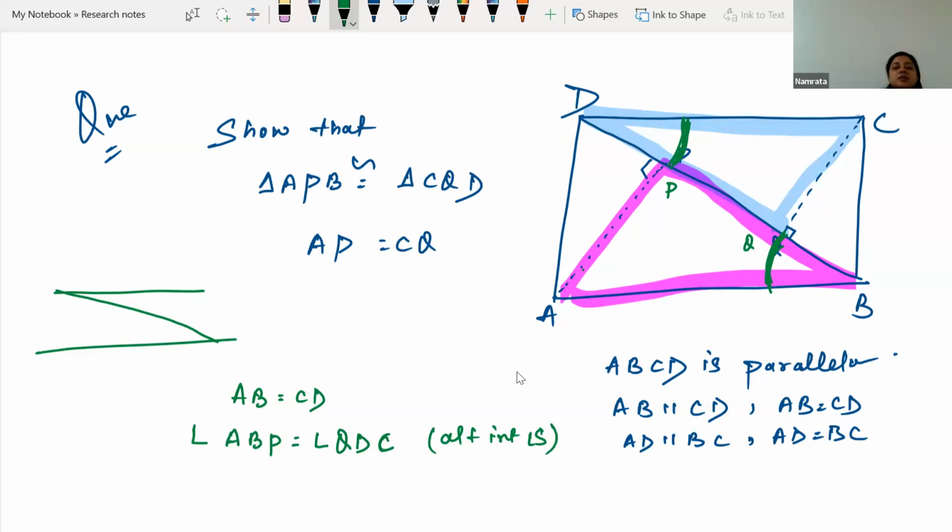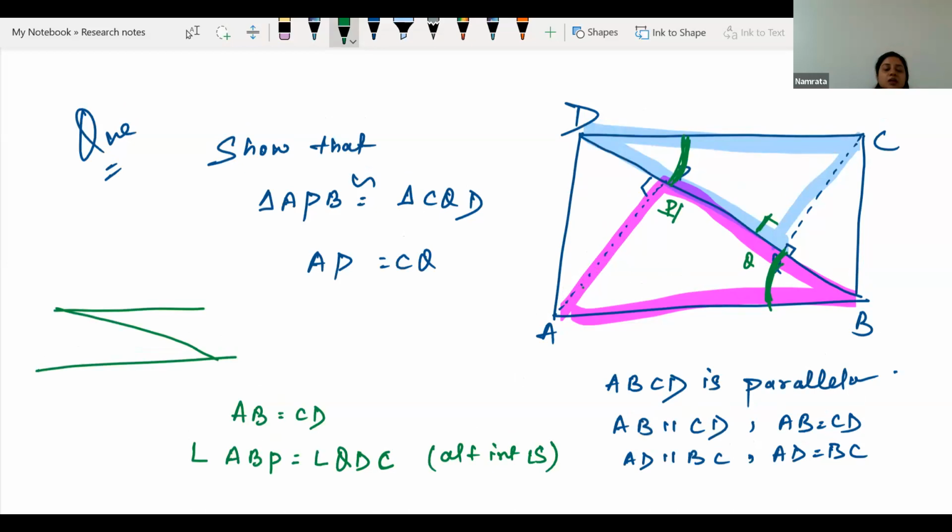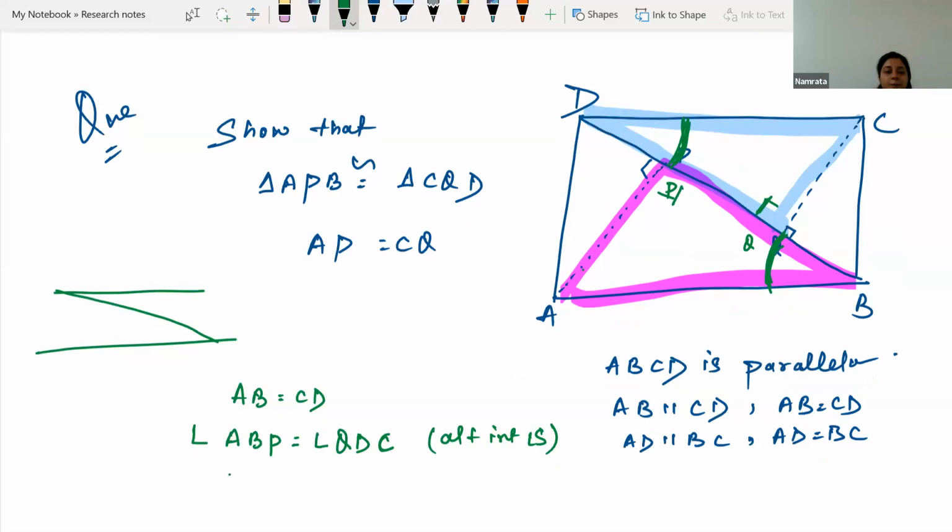What else is the same? We can see 90° over here and 90° over here also. So 90° is common in both triangles. So we have angle APB equal to angle QCD, both 90°. That is given in the question itself.